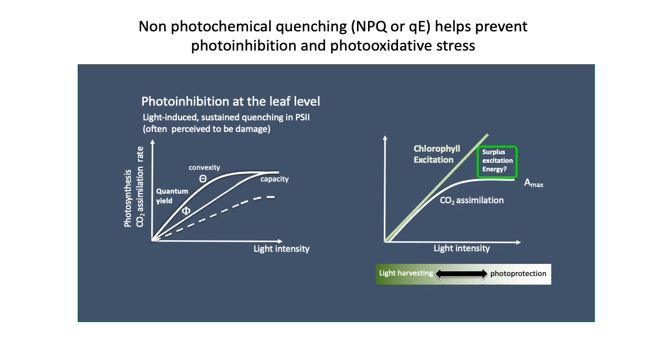On the right-hand side, we can see that as we increase light intensity, chlorophyll excitation increases in a linear manner, and this occurs after the saturation of photosynthesis given by A max. This means there is always a surplus level of excitation energy at high light intensities, particularly for C3 species such as rice. So as we move from low light to high light, we shift from light harvesting to photoprotection.